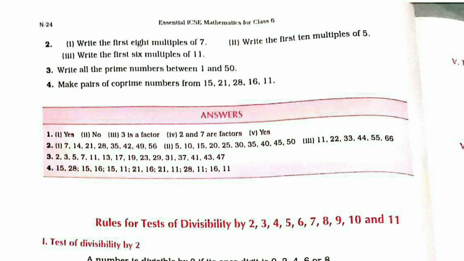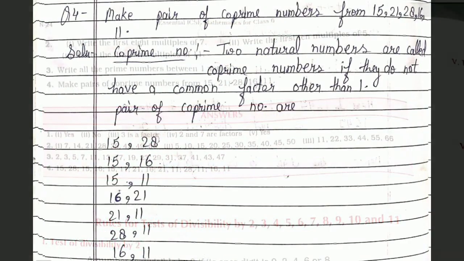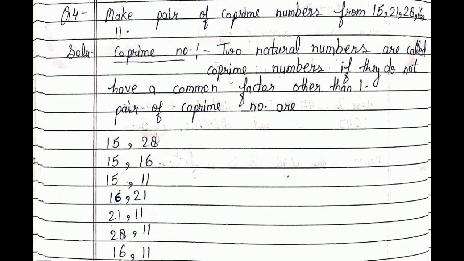Now the next question is question number 4. Make pairs of co-prime numbers from 15, 21, 28, 16 and 11. For this, first you should know what a co-prime number is. Two natural numbers are called co-prime numbers if they do not have any common factor other than 1. Means they should not be divisible by any common table.